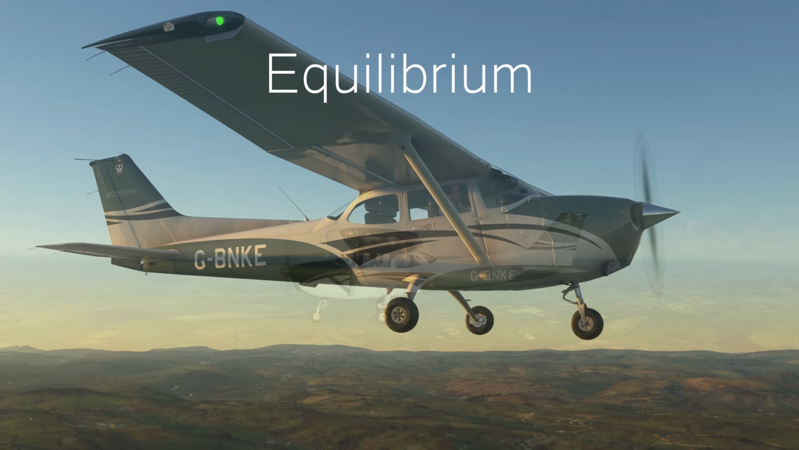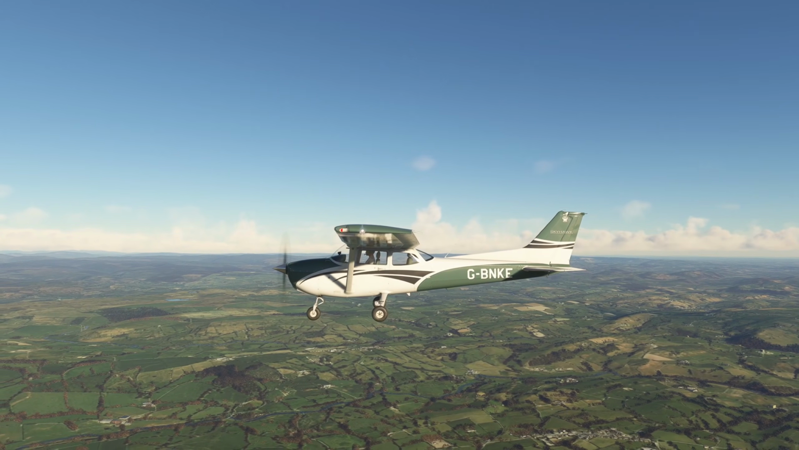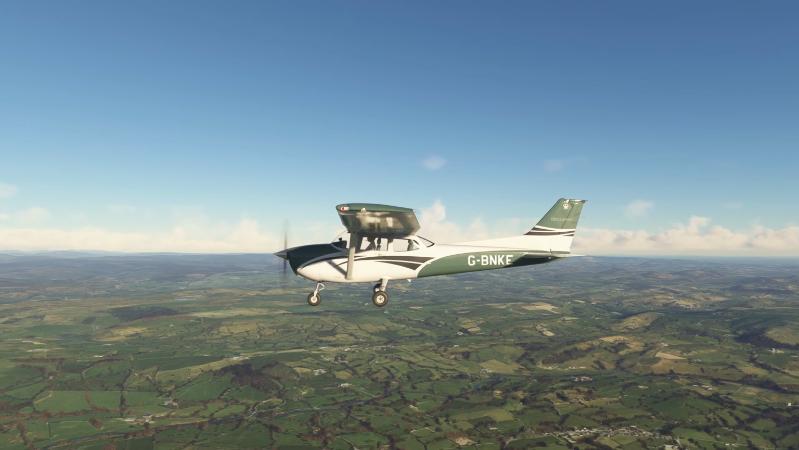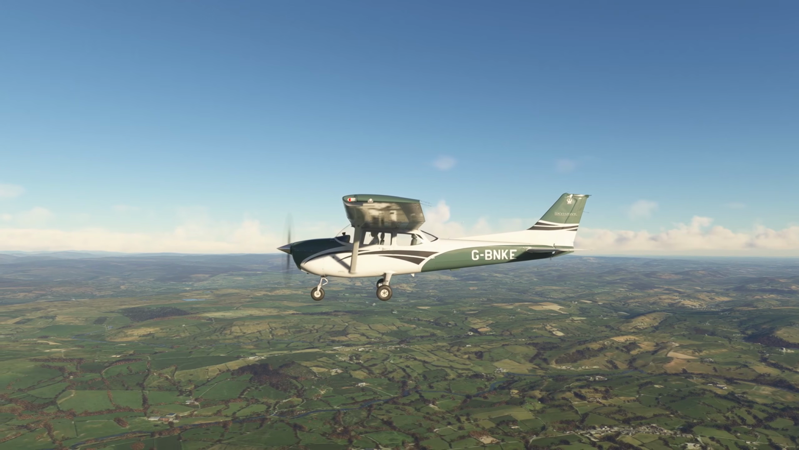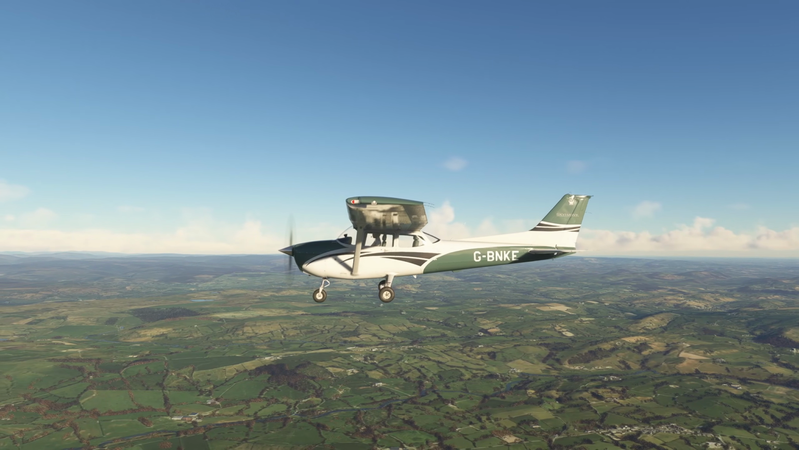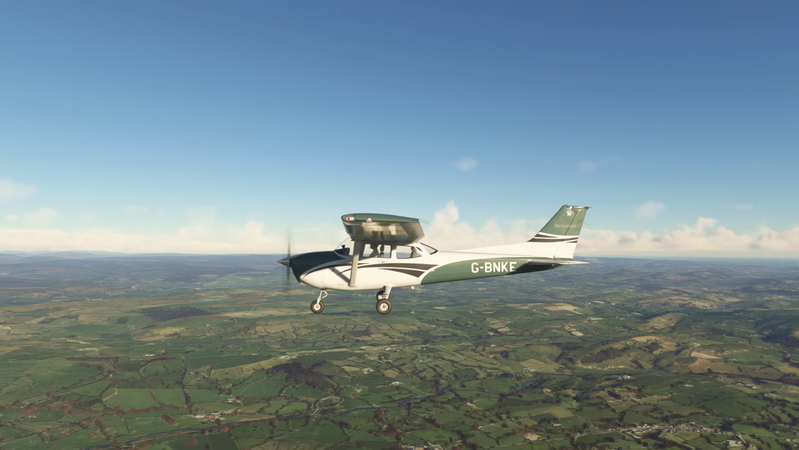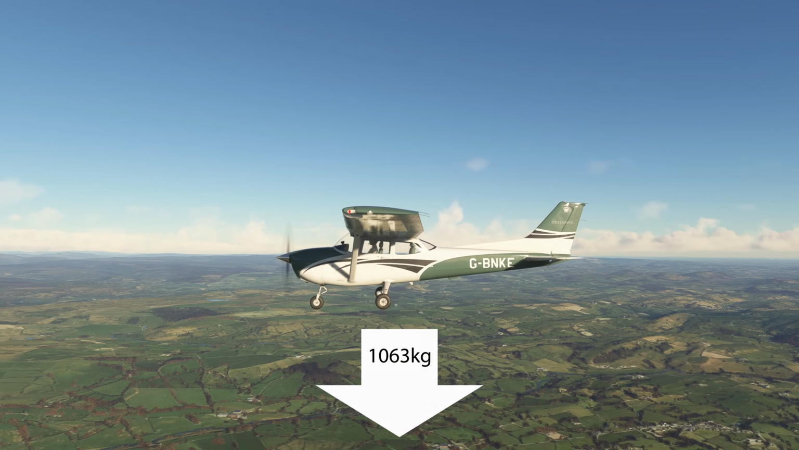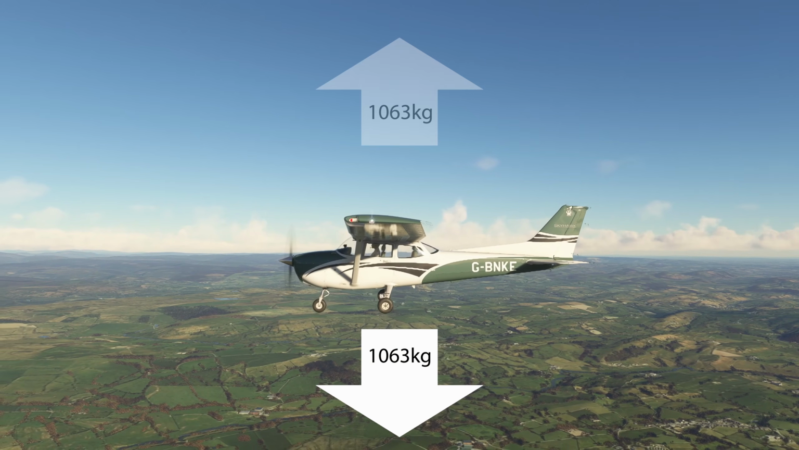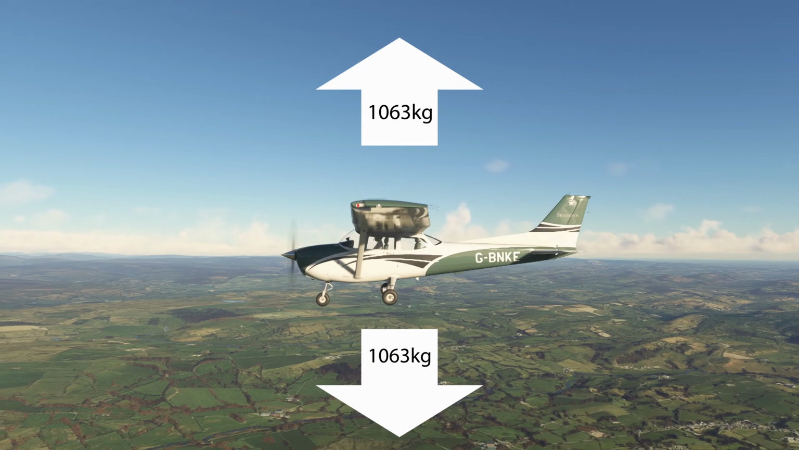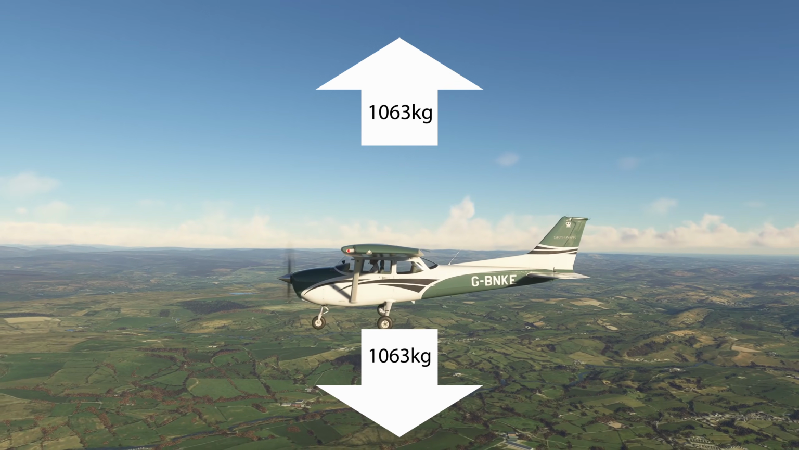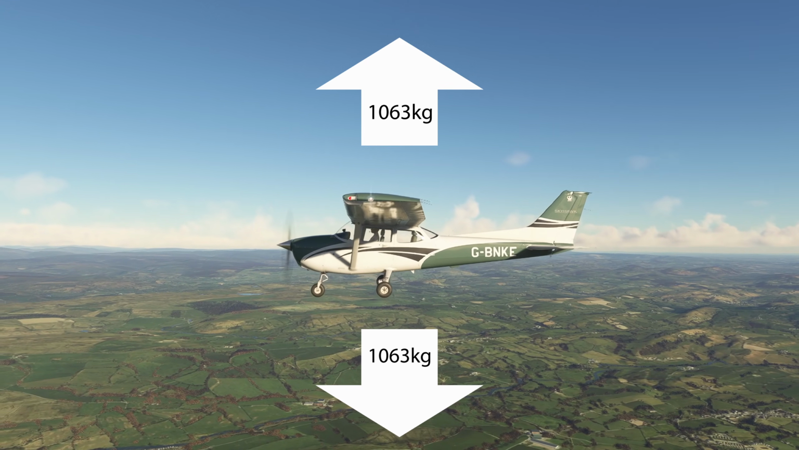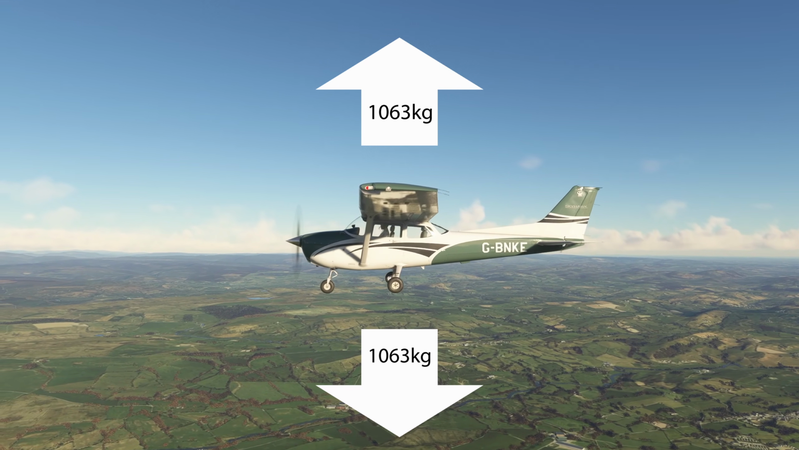Equilibrium. In the cruise, when an aircraft is flying along at a fixed speed and altitude, the lift being generated is equal to the weight of the aircraft. So, for instance, if the aircraft is 1,063 kilograms, then we can assume that there is 1,063 kilograms of equal and opposite lift, causing the aircraft to fly forwards without descending or rising.